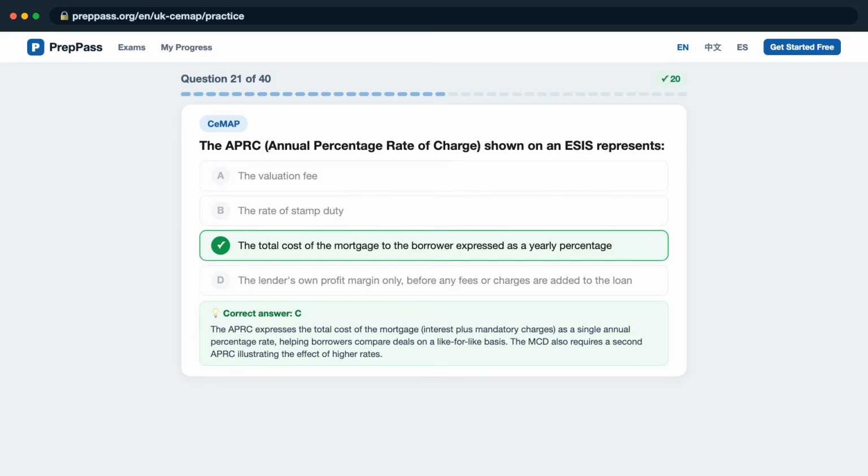The correct answer is C. The APRC expresses the total cost of the mortgage, interest plus mandatory charges, as a single annual percentage rate, helping borrowers compare deals on a like-for-like basis. The MCD also requires a second APRC illustrating the effect of higher rates.